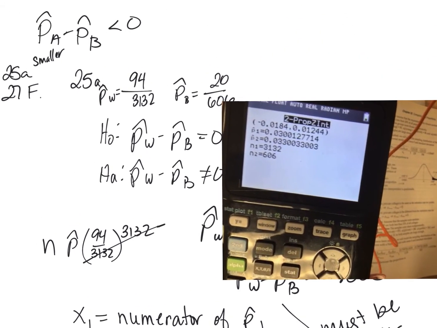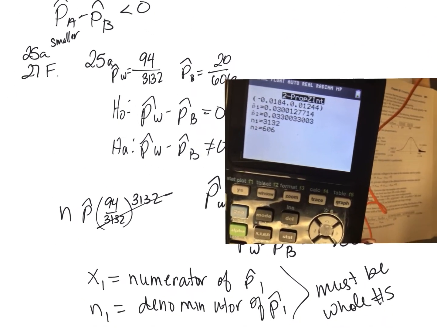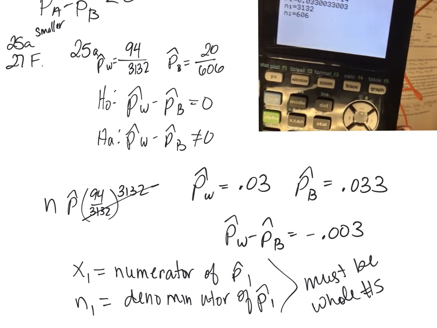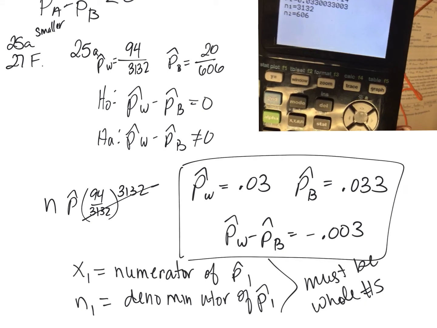That was the difference we did over here. Hold on. We subtracted the two proportions right here. It's the difference in p. Right? The calculator does not calculate that difference. It gives you the two p hats, but you still have to subtract them by yourself.